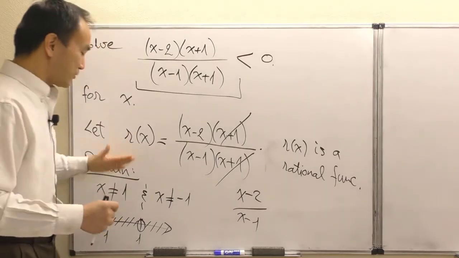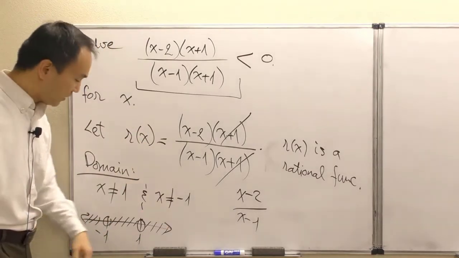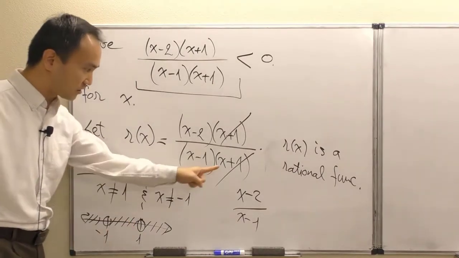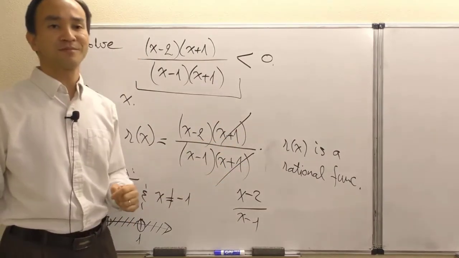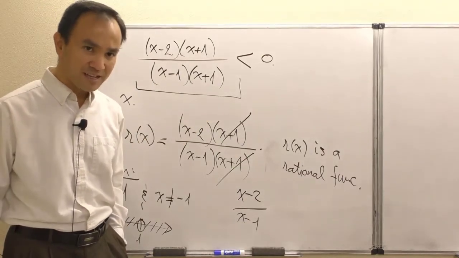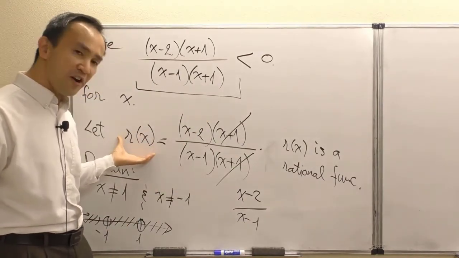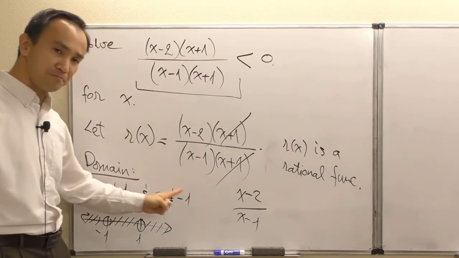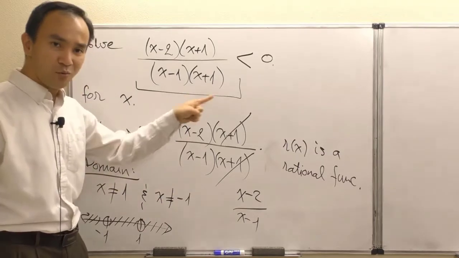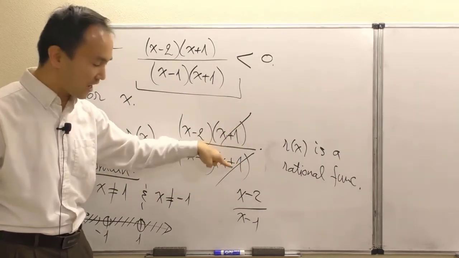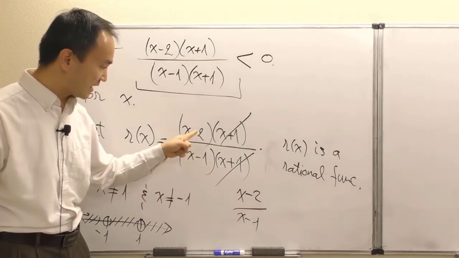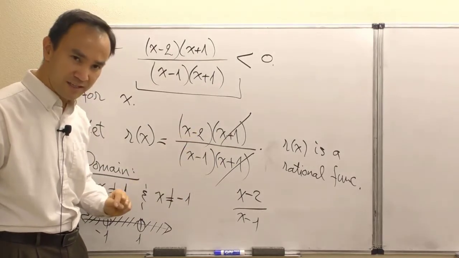Okay, and so now back to the work that we're doing. Once we have successfully found the domain, we are going to cancel the common factor. All right, so canceling out common factors must come after nailing down the domain. And so now your rational function, knowing that we permanently stay away from these two values, we can reduce down to this simplified version, x minus 2 over x minus 1. All right.